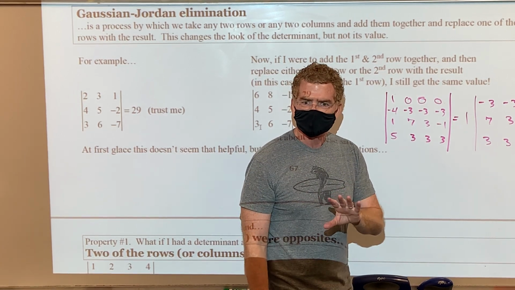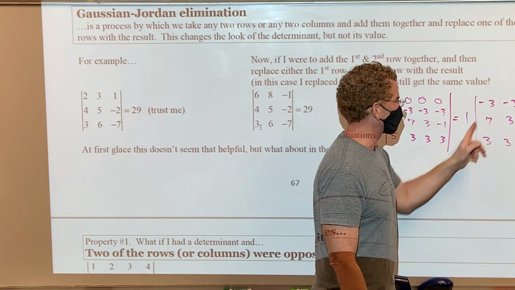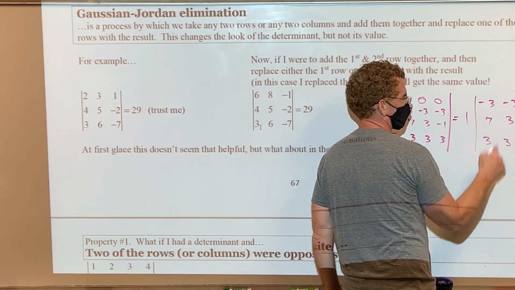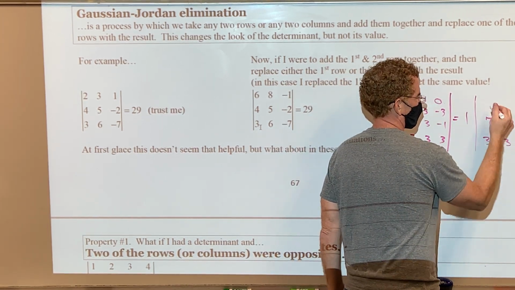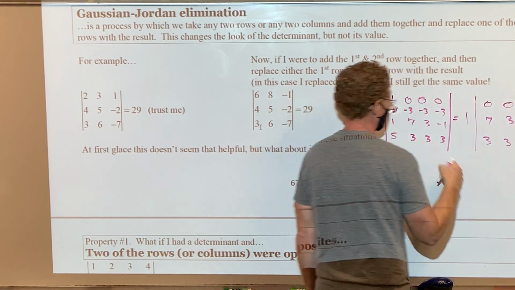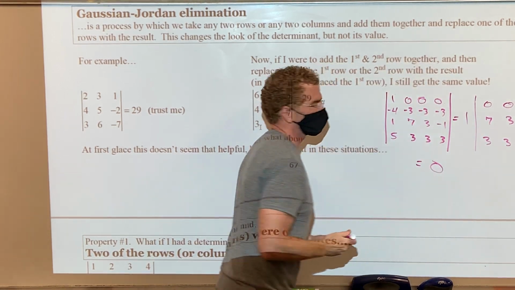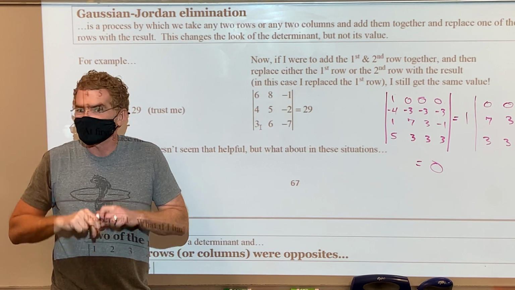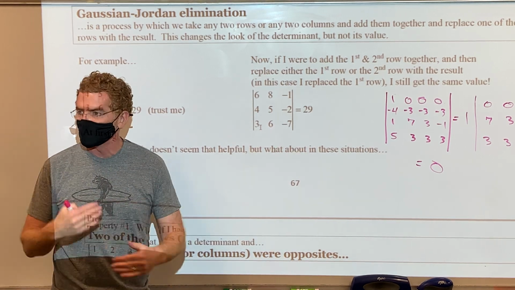Does that make sense? So that would mean this whole thing is just 1 times 0, because if I add these 2 together, this whole thing ended up being 0. And I didn't have to even do a determinant, right? I just knew some properties.